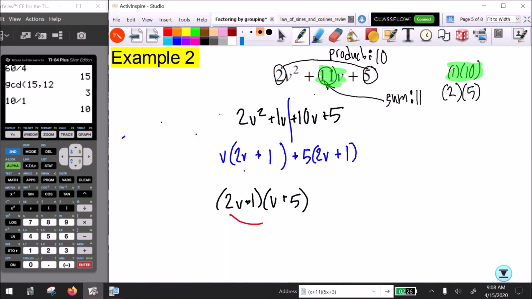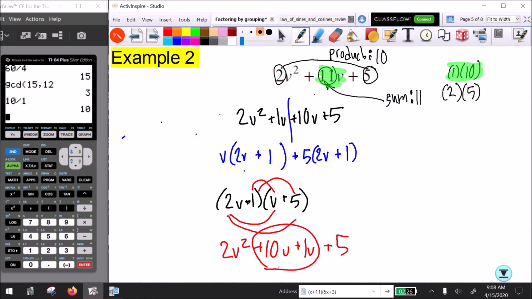2v times v is 2v squared. 2v times 5 is 10v. 1 times v. 1 times 5. Take the middle two terms, combine like terms, you get 11v, which is what we have up here. So we checked our work. We're good. Alright, another example.